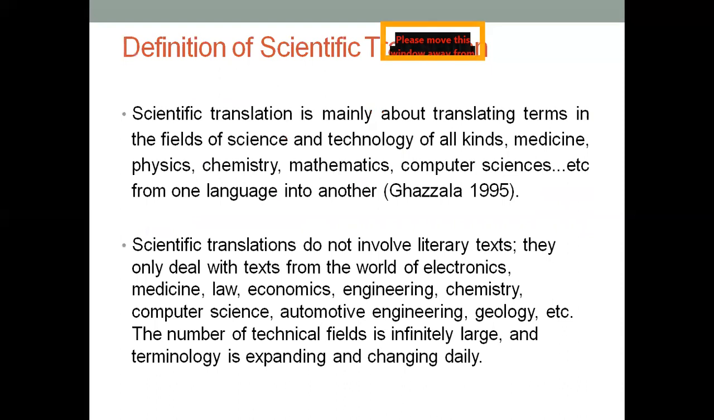Okay, now the definition of scientific translation. Scientific translation is mainly about translating terms in the fields of science and terms of all kinds: medicine, physics, chemistry, mathematics, and so on. This is the definition of Ghazala.